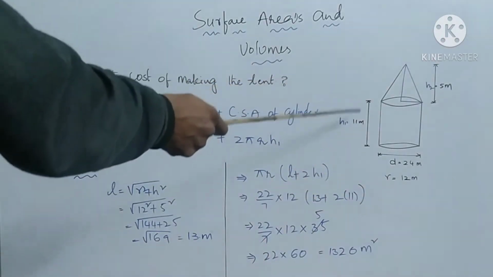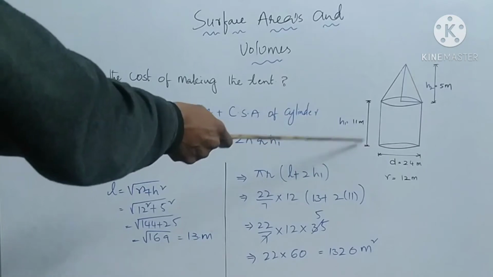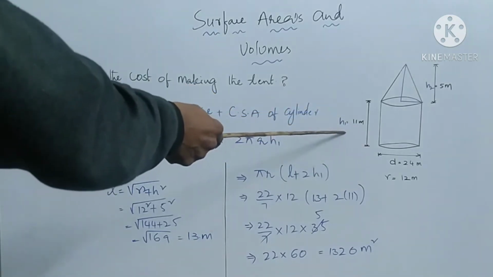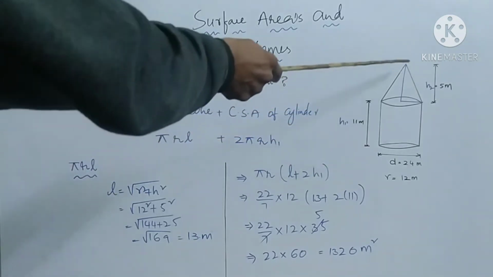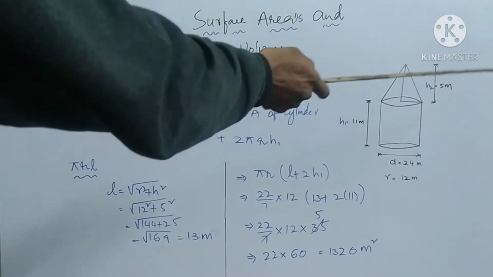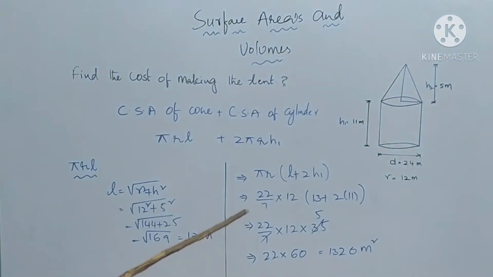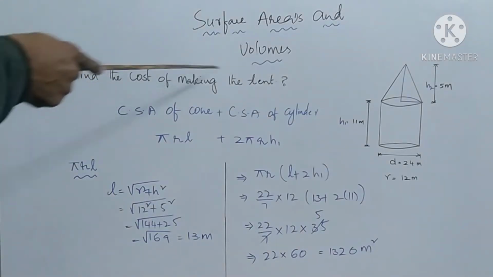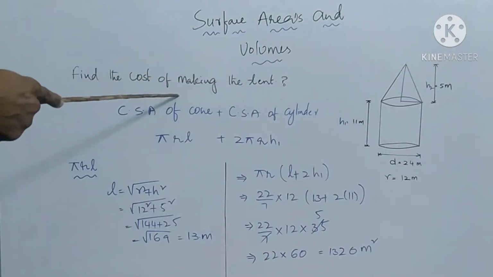Here the height of the cylinder is 11 meters, and the height of the vertex of the cone from the top of the cylinder is 5 meters. Find the cost of making the tent if the rate of the canvas is 10 rupees per meter square. This is our question.